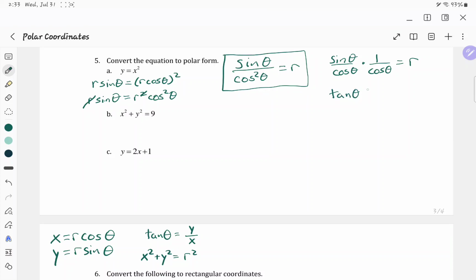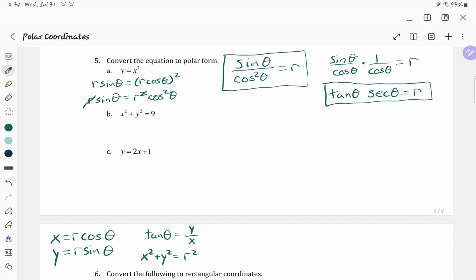So we got tangent theta. 1 over cosine is the same as secant. So this side I got secant theta. And this equals r. So that would also be a valid answer and something you might see in the back of a textbook. Now, which one should you use?